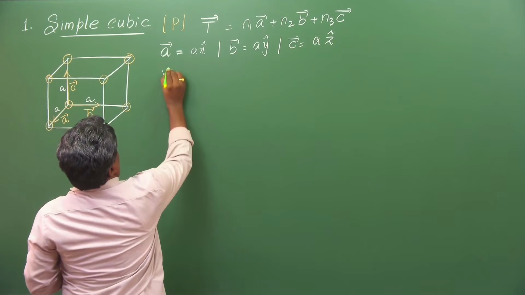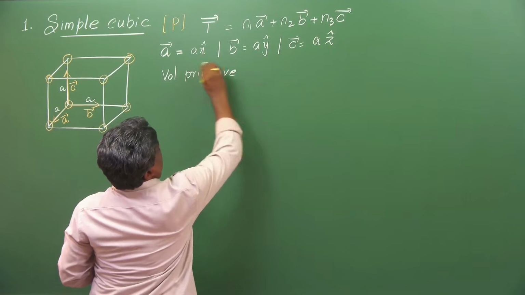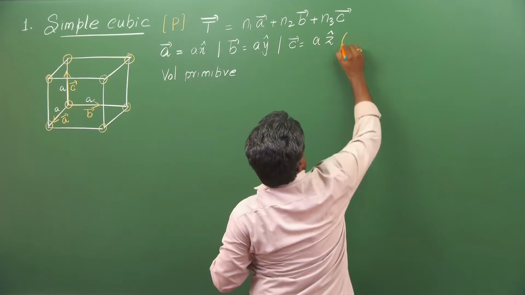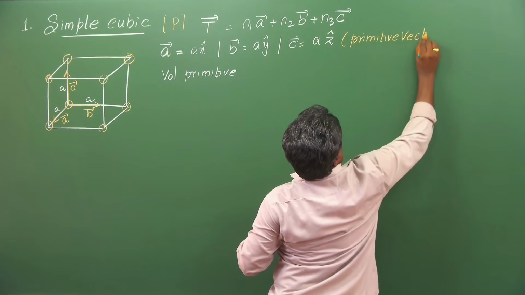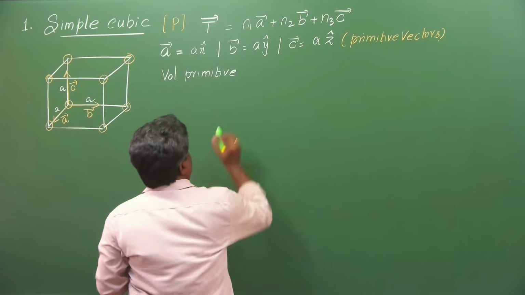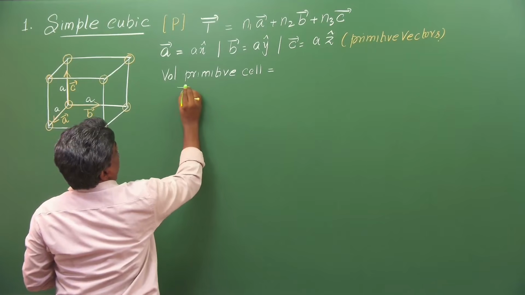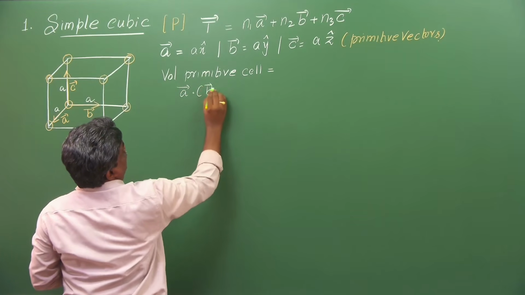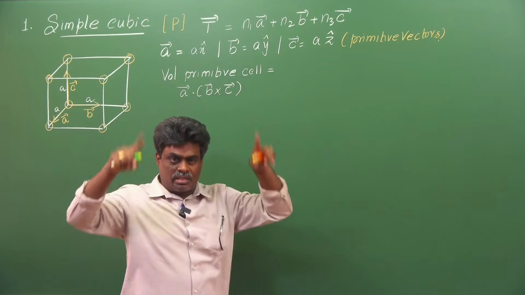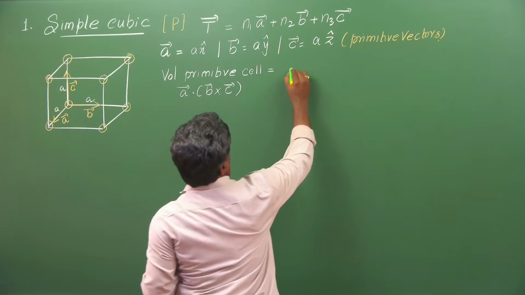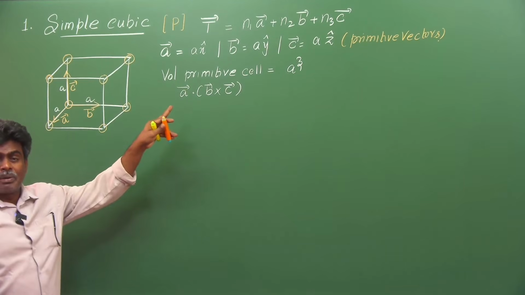Now let us find the volume of primitive cell, because these are primitive vectors. So the volume of a primitive cell. Everybody knows the volume of these 3 vectors: A bar dot B bar cross C bar. If it is 3-dimensional vectors, then you have to take the determinant. Otherwise, you can do it directly. How much will you get? A cube. That is the volume of primitive cell.